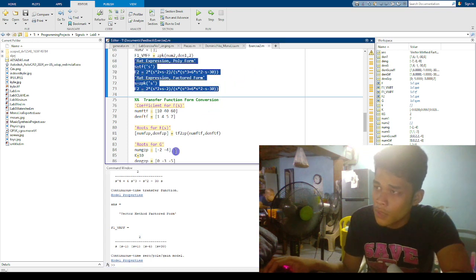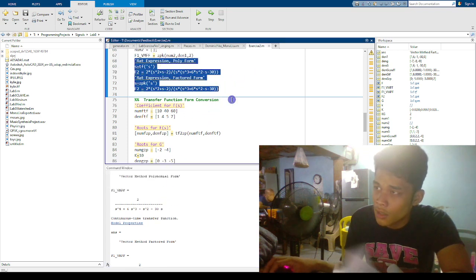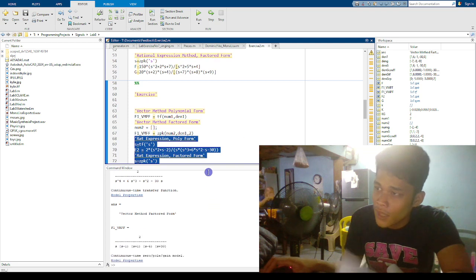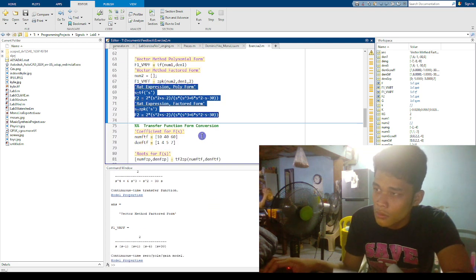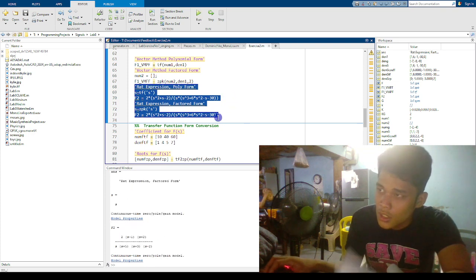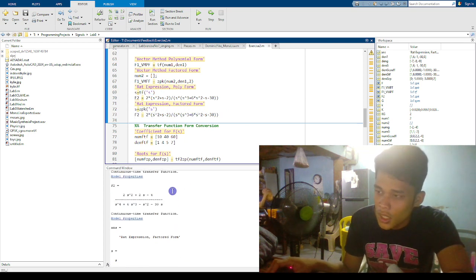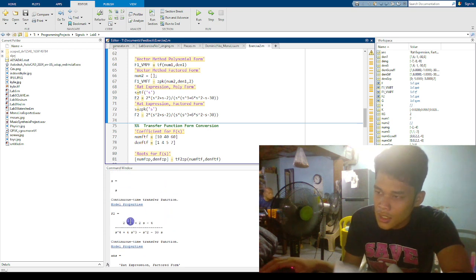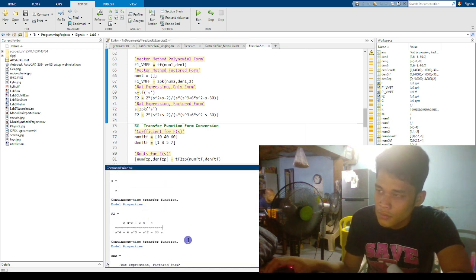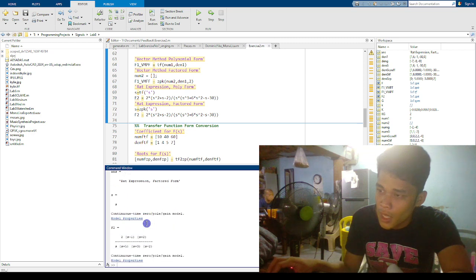Another way that you can do this is, instead of only expressing the vector, you can also plug in the actual transfer function. You will have to use the TF command for the polynomial form and the ZPK command for the factored form. And as we can notice, both the polynomial form and the factored form are expressed.